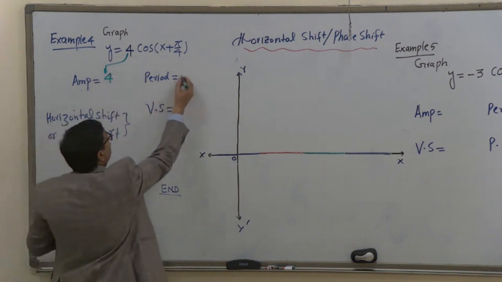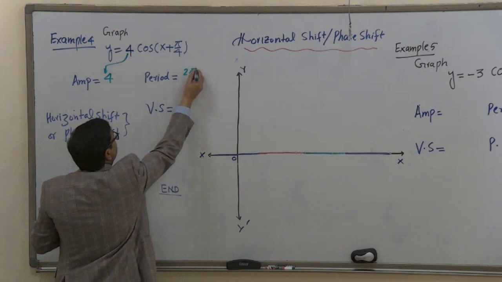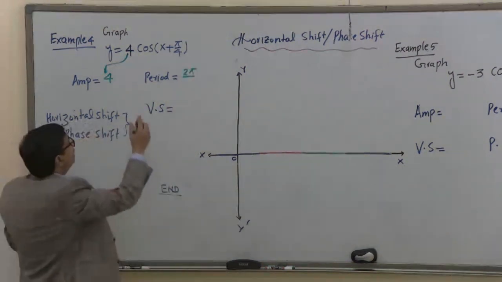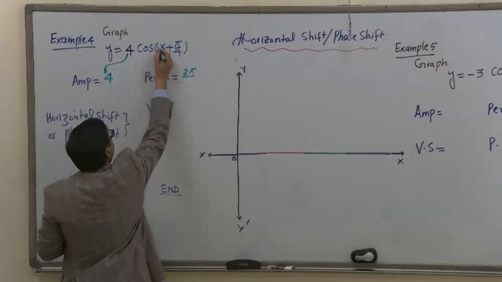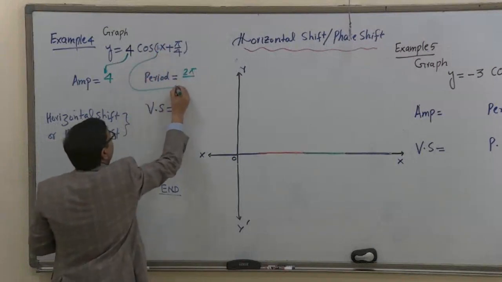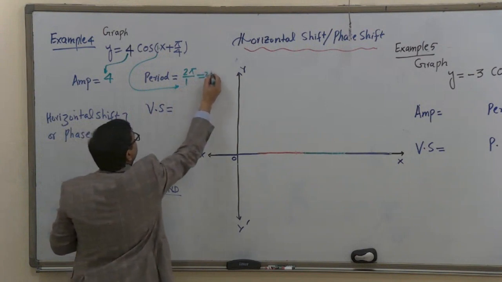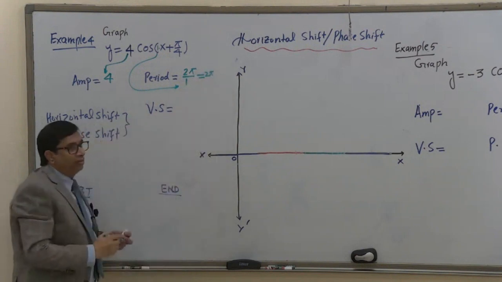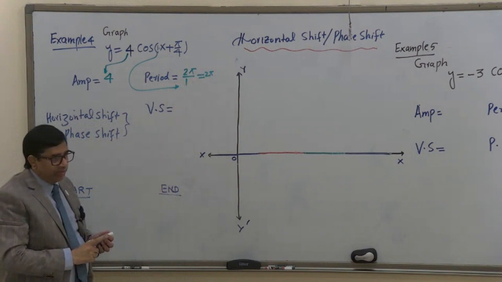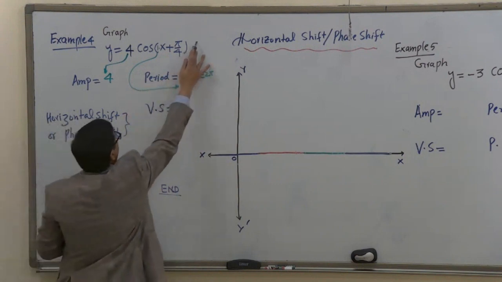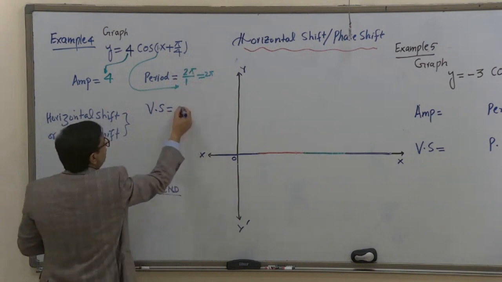Then period. The period of cosine is 2 pi. The basic cosine function has a period of 2 pi. But in the case of a more complicated function like this, we divide it by the coefficient of x, which is 1. And this is 2 pi. 2 pi is the x value, the domain value. And then vertical shift. There is no number added, so no up or down, so the vertical shift is 0.